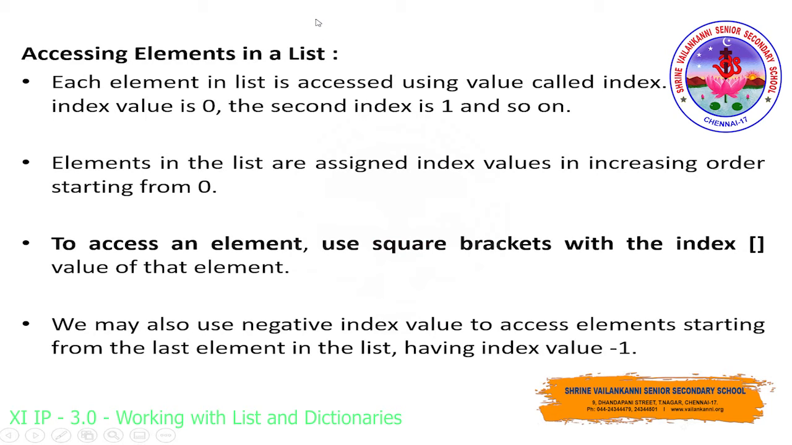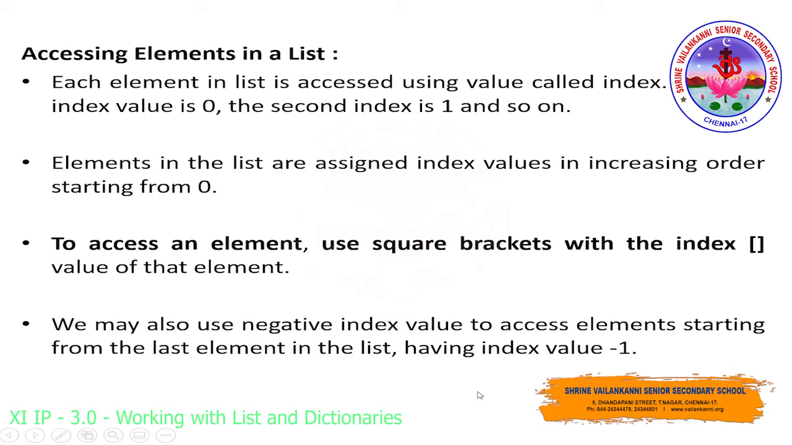So each element in the list, if you see, will hold an index, and the first index always starts from 0, the second index moves on with 1, and the third index will get 2. So it keeps going in an increasing order. To access the element, you have to make use of the square bracket along with the variable, and inside the square bracket you have to specify the index position. So by using that you can access the elements in the list.